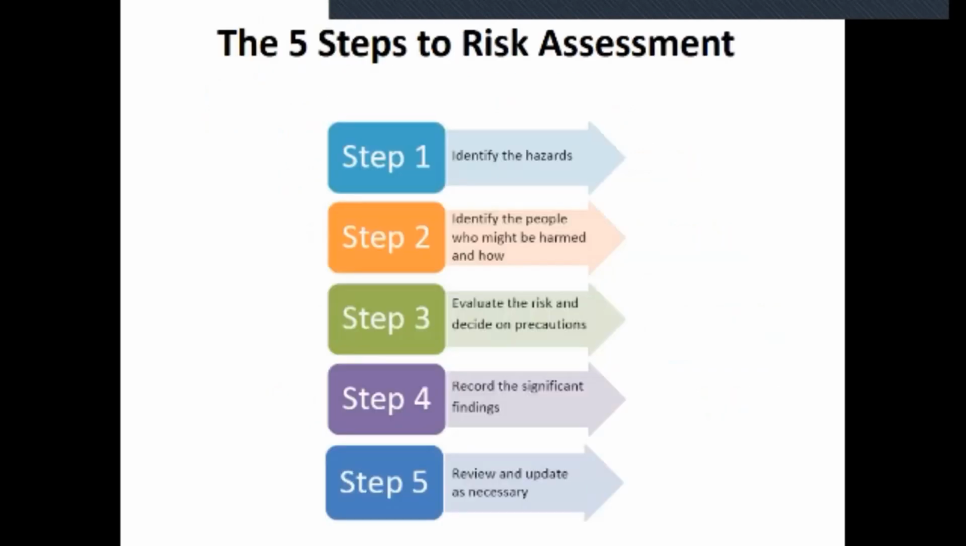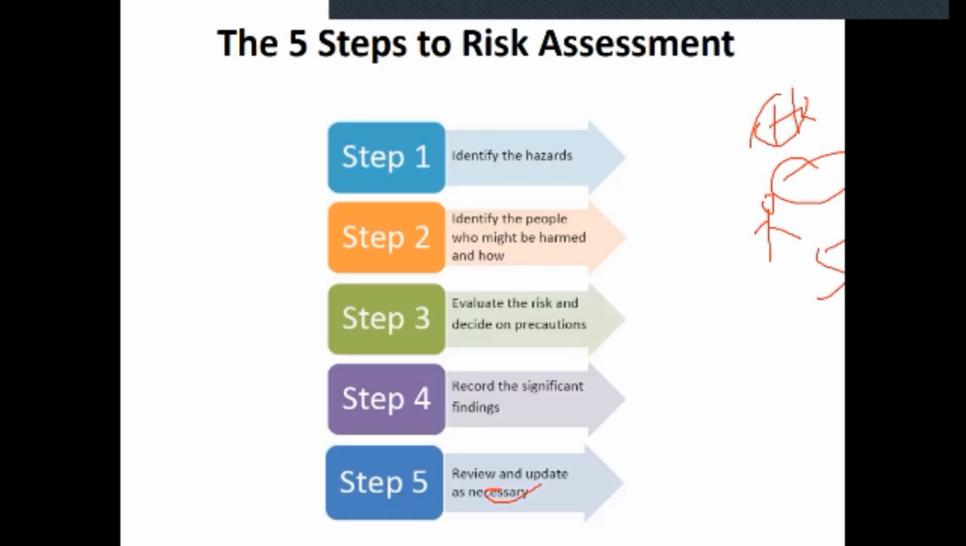Okay, these are the 5 steps to risk assessment. First we identify the hazard. Identify hazard means if any ladder is there, a knife is there, a hammer is there, we identify the hazard. And step 2, identify the people who might be harmed and how. For example, at a construction location, people are using a hammer. Who is working under this or near this, how many people, maybe 5 people are working. Identify the people who might be harmed and how.